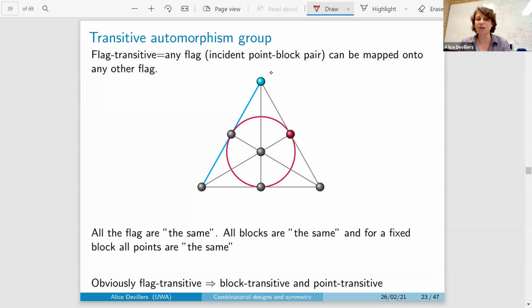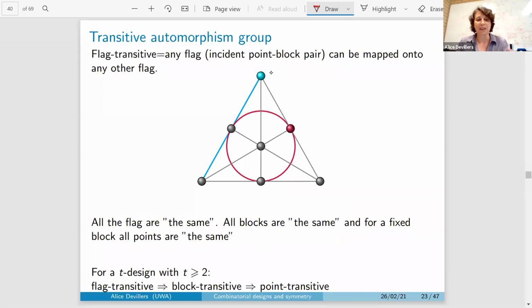Obviously, from the definition, flag transitive implies block transitive, and also flag transitive implies point transitive. For a t-design with t at least 2, which are the designs I talked about here, it's actually a bit stronger. Flag transitive implies block transitive, but also block transitive alone implies point transitive, and that's non-trivial. It's not just by the definition.